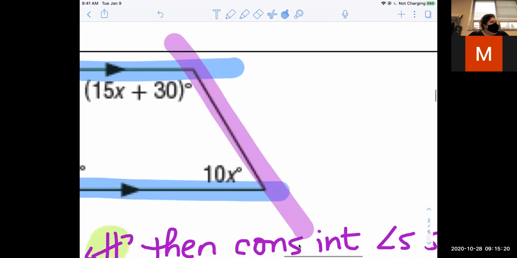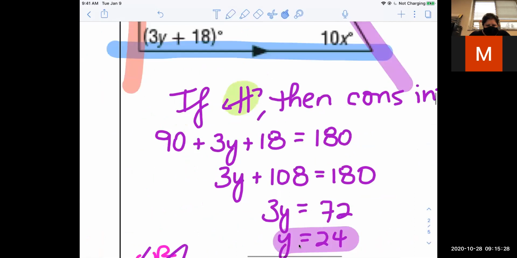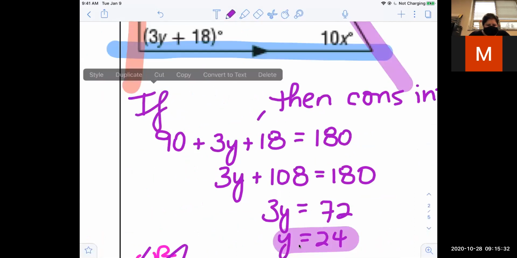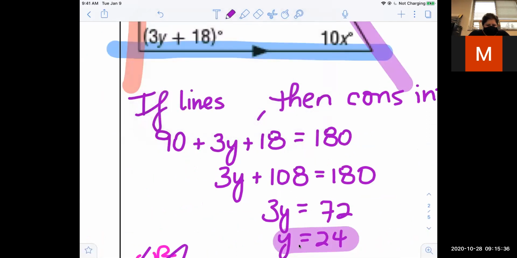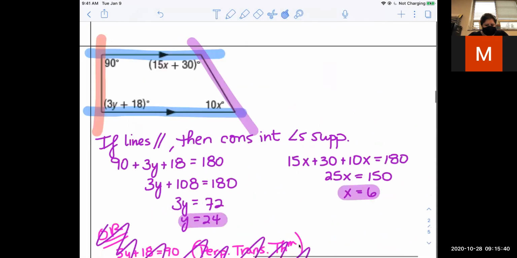Okay, we have parallel lines and one transversal. Those are consecutive interior, so they have to be supplementary. Let me fix this also. We'll just say if lines are parallel, then consecutive interior angles are supplementary.